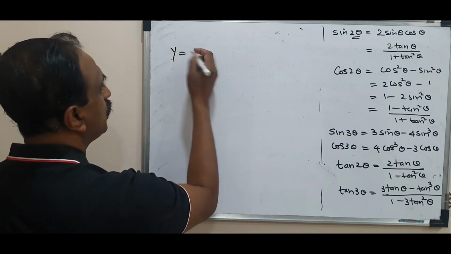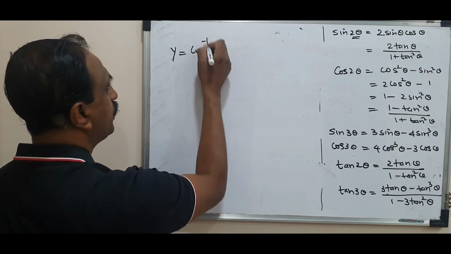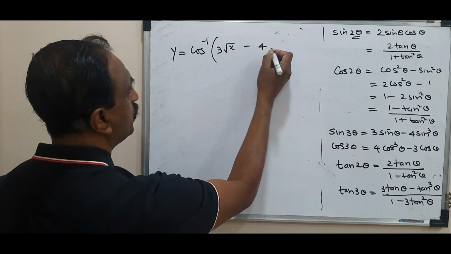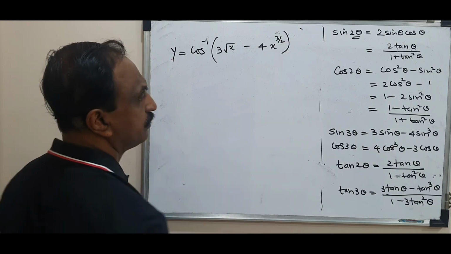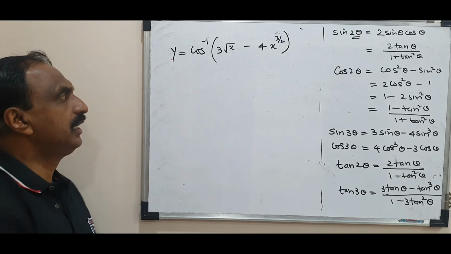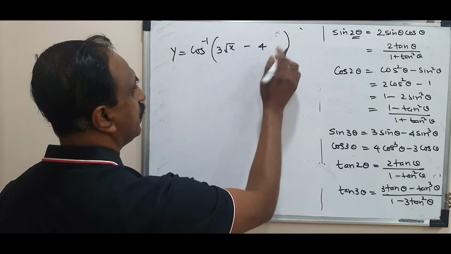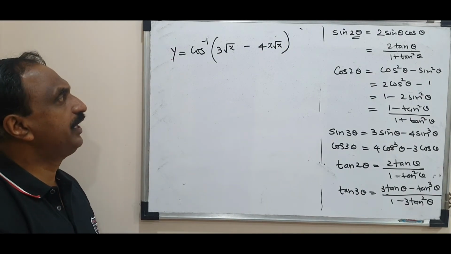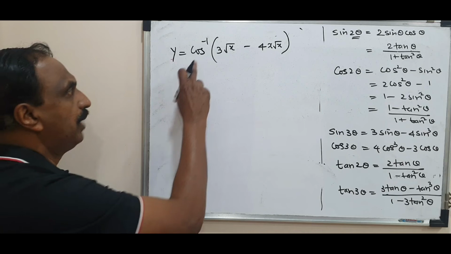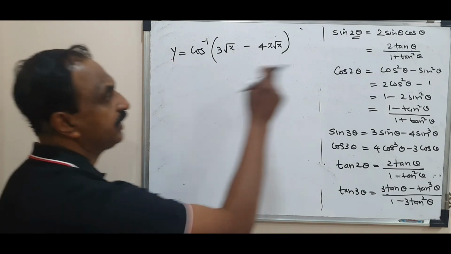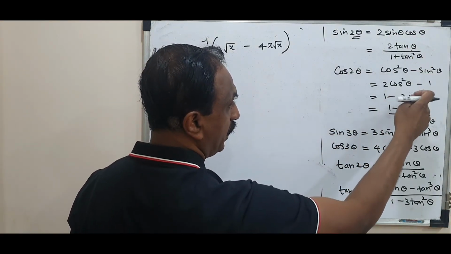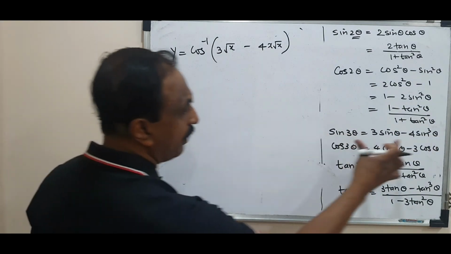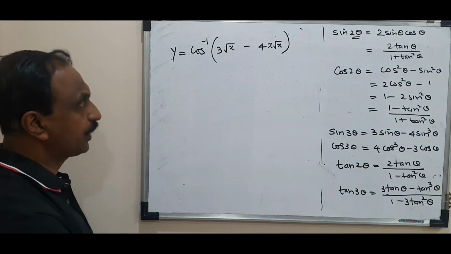Y is equal to cos inverse of, let's say, 3 root x minus 4 x raised to 3 by 2. So 3 root x minus 4 x root x, I can write this way. So it is very difficult for us to identify. But remember one thing, when you have cos inverse outside, have a look at each and every formulae that you have on the left hand side. One of them has got this 3, 4. If you compare these both, you can notice.